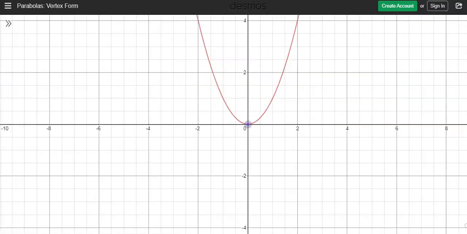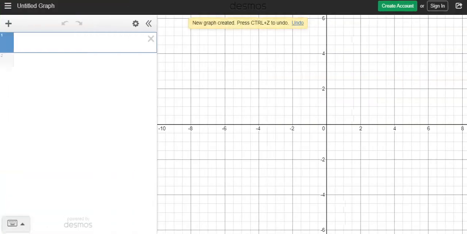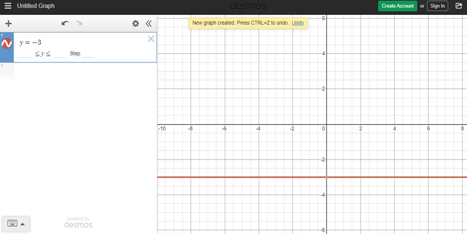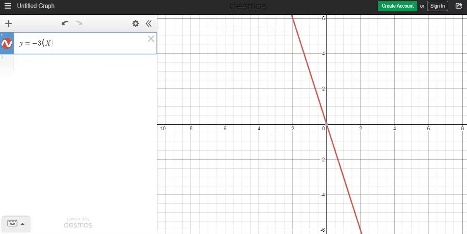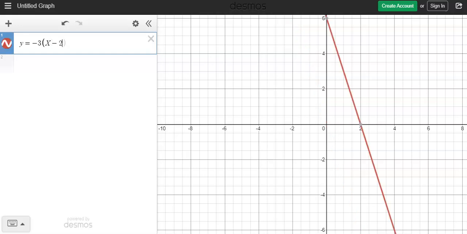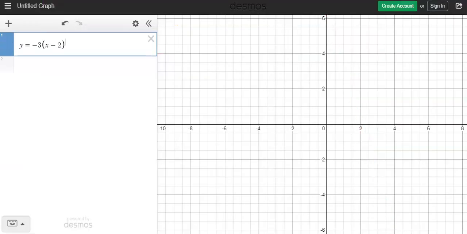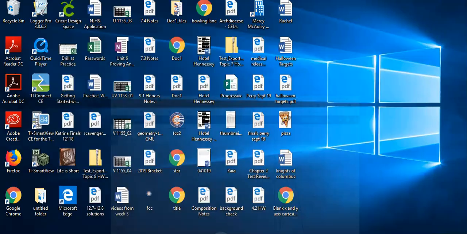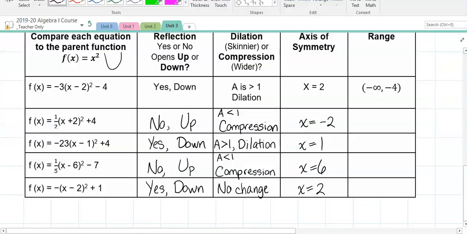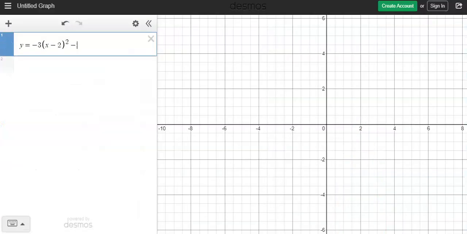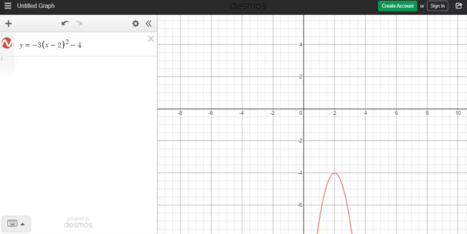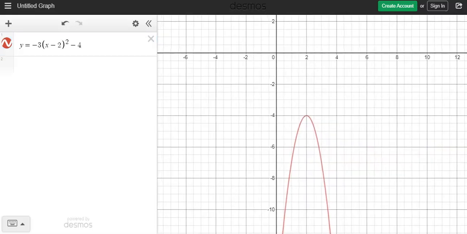So I'm going to close out on my vertex form, new blank graph. That's what I want. I'm going to say y equals -3 times parentheses x minus 2, the quantity squared. Let me just double check that I'm doing the right one. Yes, the quantity squared. And then we also had -4. So if I look at this graph, here it is.